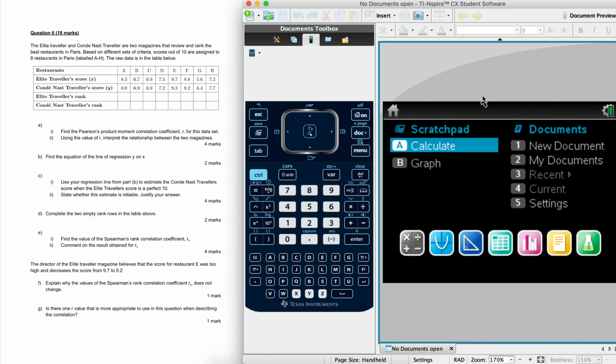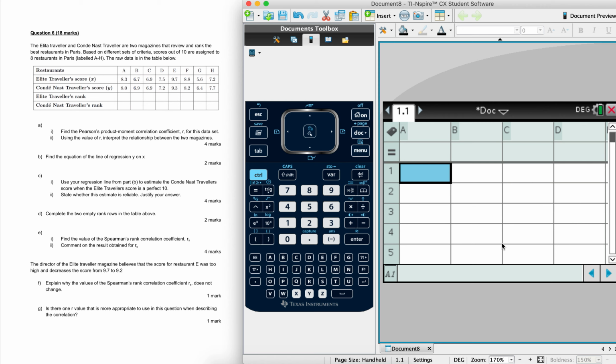Question 6, the last one, is 18 marks, so it's a lot of marks. And this one is looking at the comparisons between 2 magazines and the scores that they give to the restaurants. So for the first part, we're told to find the Pearson's product moment correlation coefficient for the data set. So this one is Pearson's data, which is using the actual values. It's not Spearman's rank. So we're going to put down in the spreadsheet the data.